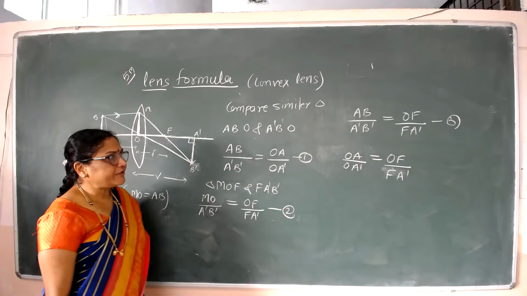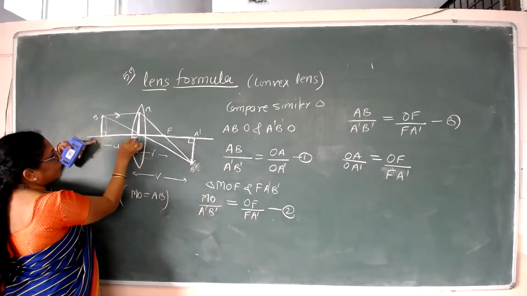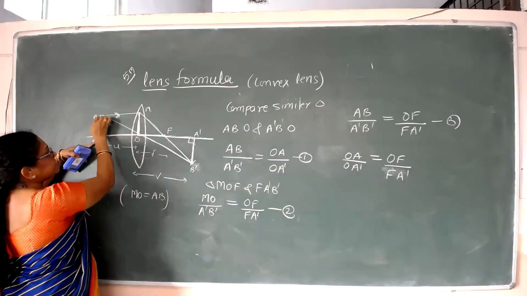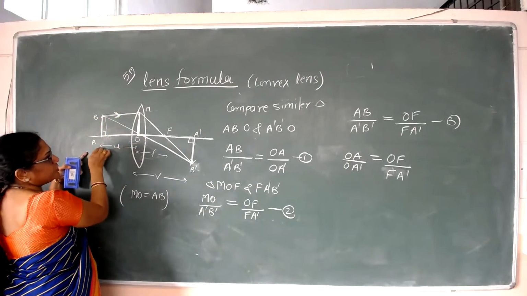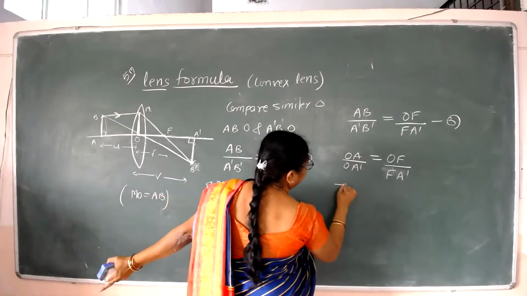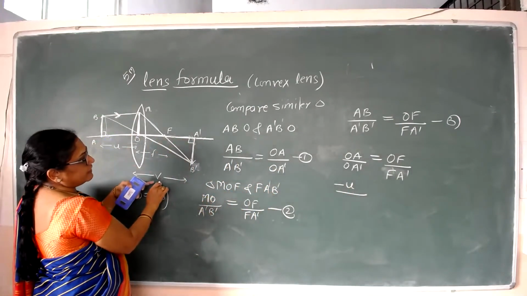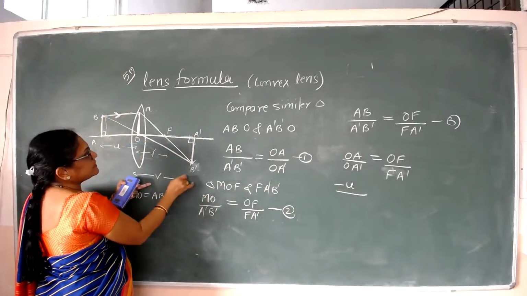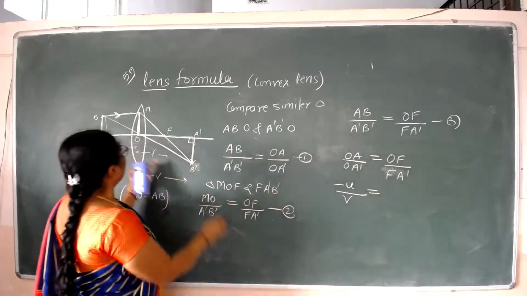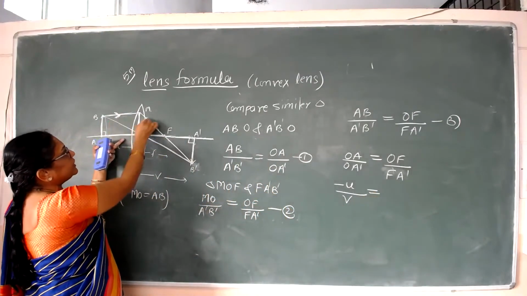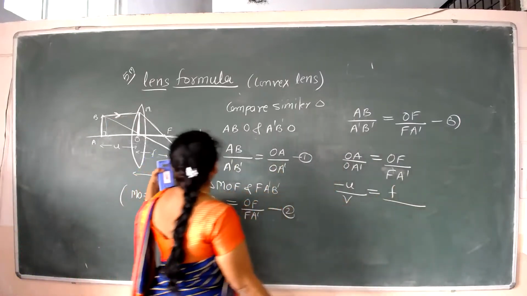Here, substitute the values of all these. OA, so see the figure. OA is known as the object distance. The incident ray is in this direction, and we measure the distance in the opposite direction, which means OA is considered to be minus u, divided by OA'. OA' is known as the image distance. Both directions are the same, so we consider it plus v. This is equal to OF. OF is the focal length. Both are in the same direction, which means this is plus f, divided by FA'.